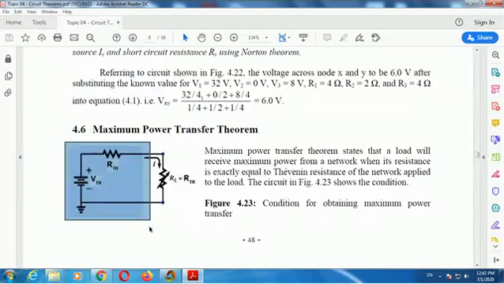We reduce the whole complex network to a Thevenin equivalent circuit, a single Thevenin voltage VTH and series resistance RTH. Then we join back the load. If we adjust the load resistance to equal the Thevenin resistance, the load or the light bulb will get the maximum power.